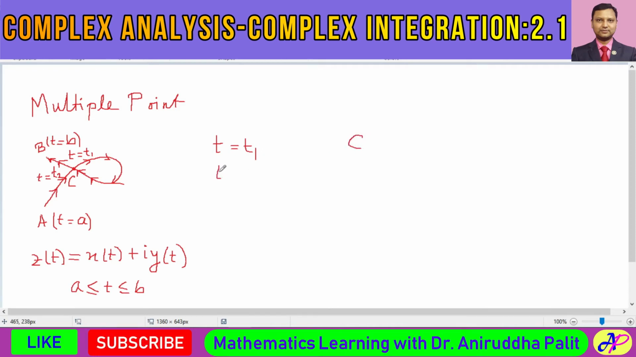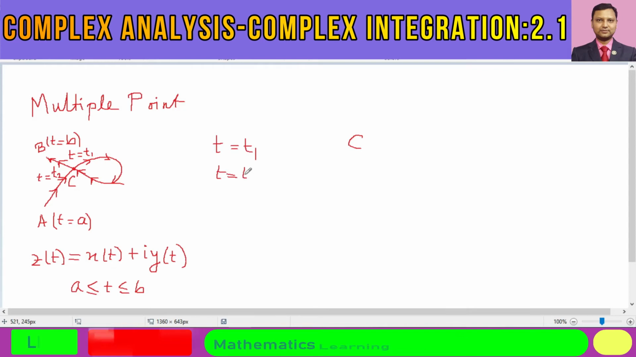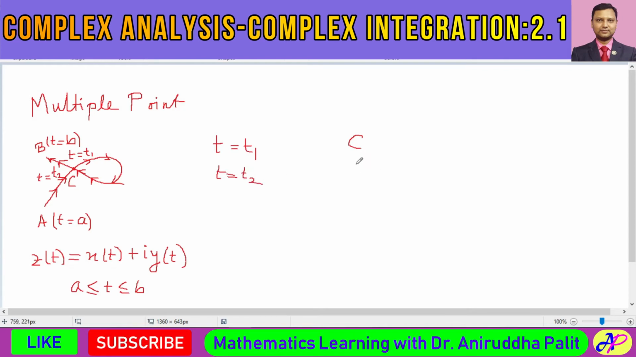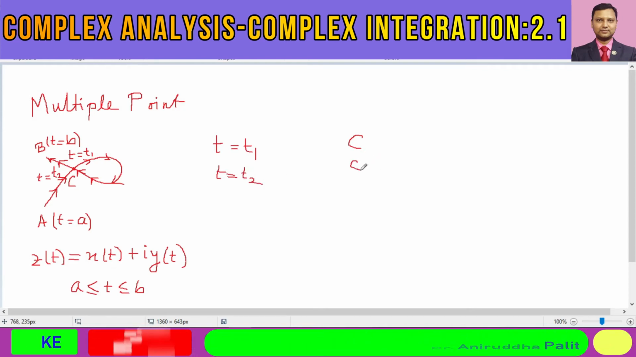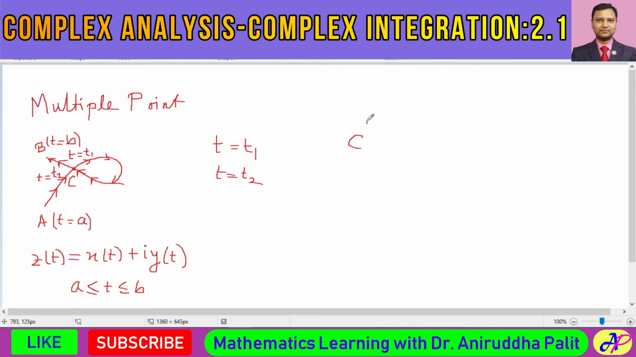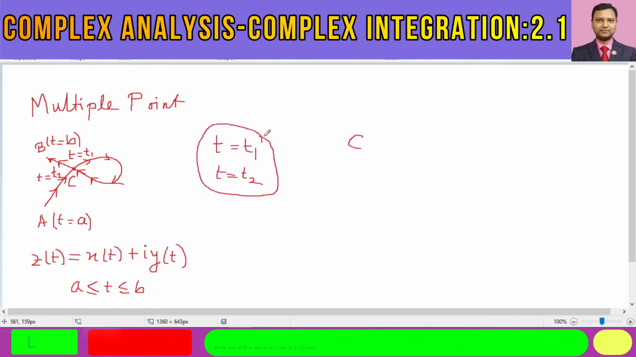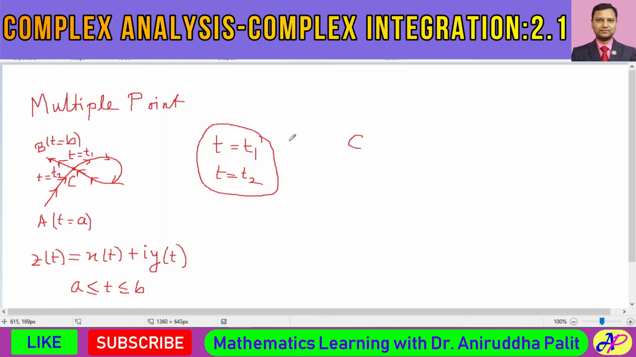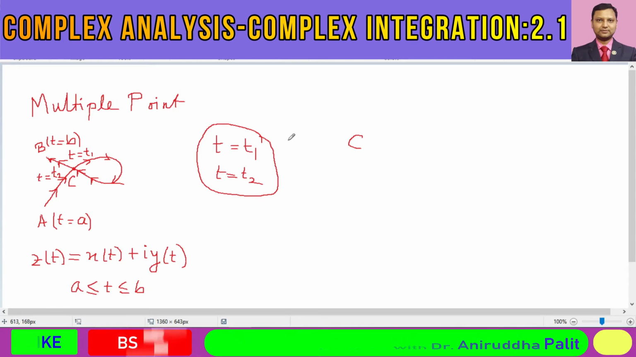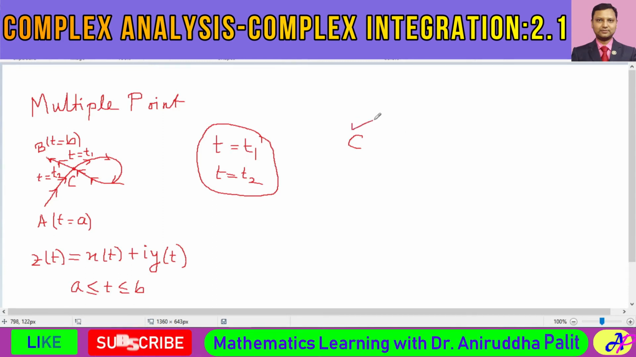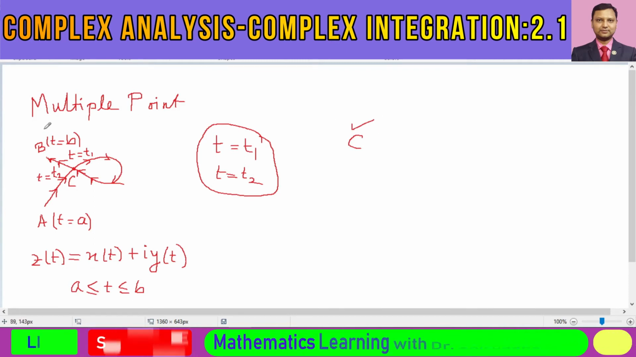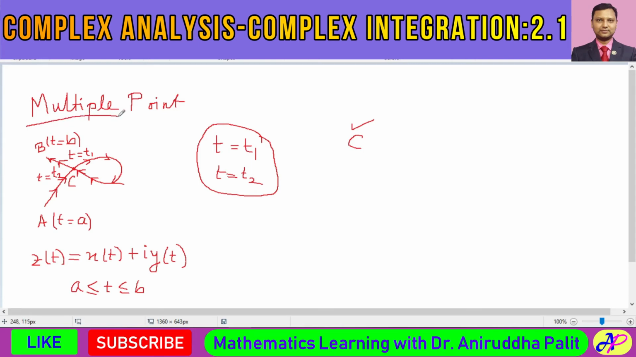Again, at t is equal to t2, we again have this same point C. So we obtain this point C for more than two values of this parameter t. And this kind of points are called multiple points.